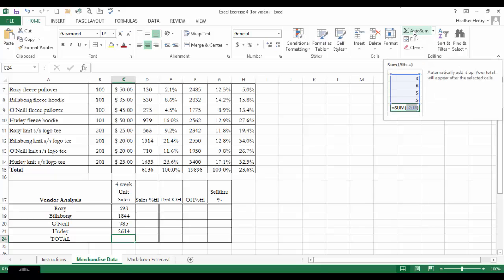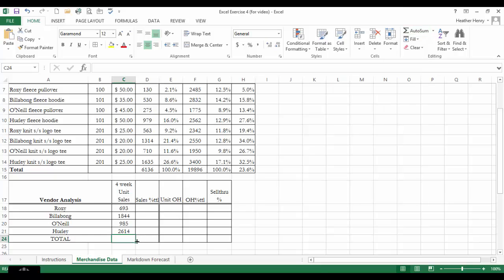We want to add this up, and since we took the totals for each of our vendors, our total here should always match our original total. So let's auto sum this. We have sold total 6,136 units. This matches. We are correct.